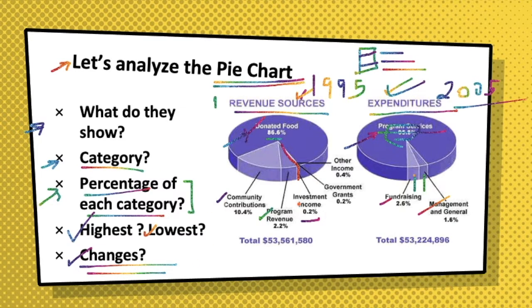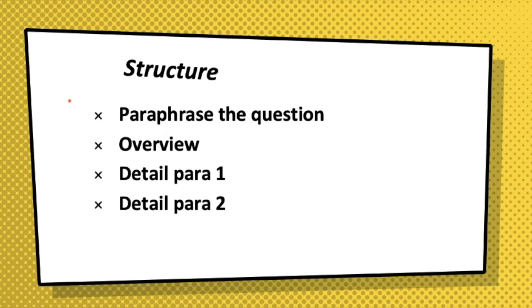Okay. Now let's take a look at the structure. The first thing that we do is we paraphrase the question. Whatever question is given to us, we have to find different words, find the synonyms, we change the word order, sometimes we change the sentence order, and we try and change the structure of the question sentence and rephrase it without changing the meaning of the question statement.